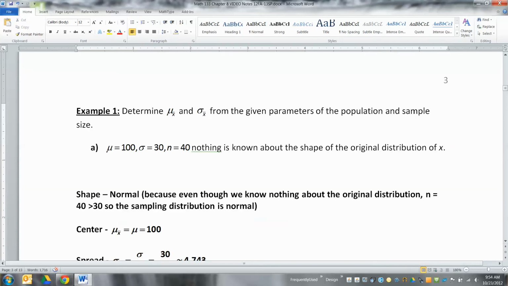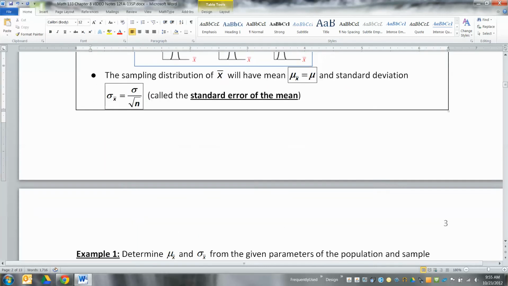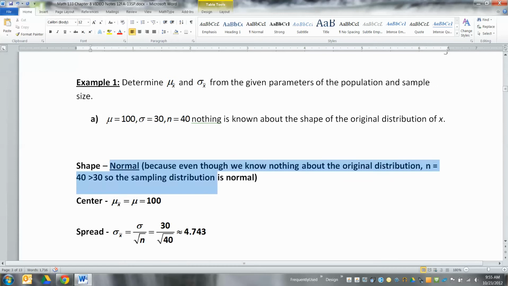Well, I know the shape has to be normal. Even though I know nothing about the original distribution, I'm taking a sample of size 40, which is bigger than 30, so the distribution is normal. It's this factor right here. If I know nothing about the original distribution, if it's not normal or I just don't know, then I need n to be larger than 30, which it is, it's 40. So I know it's normal.